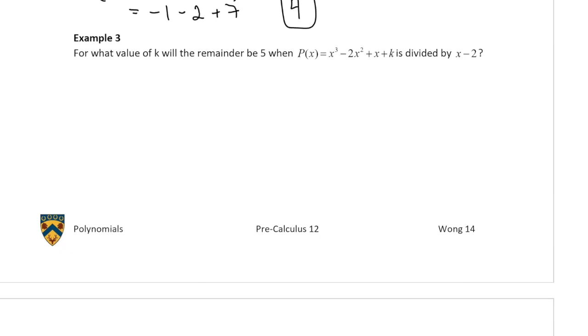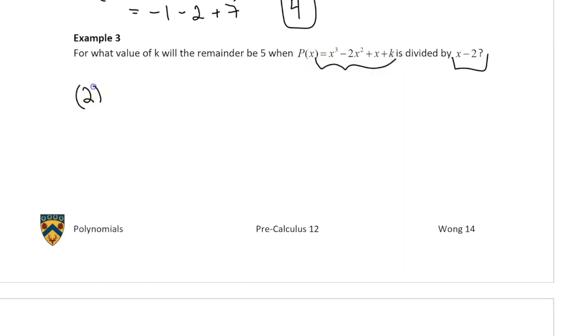Our very last example from the previous lesson had a question where you had to solve for a k value. So now we can actually solve for these k value questions a second way, and I think I alluded to that in the previous class. So if we were dividing by x minus 2 using the remainder theorem, we could now say that we can substitute in 2 for wherever we have an x right here.